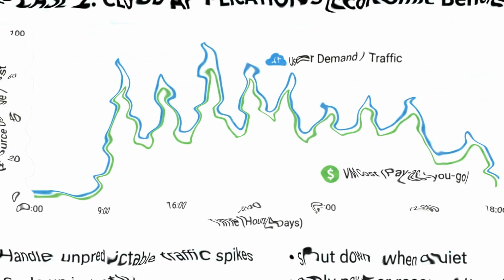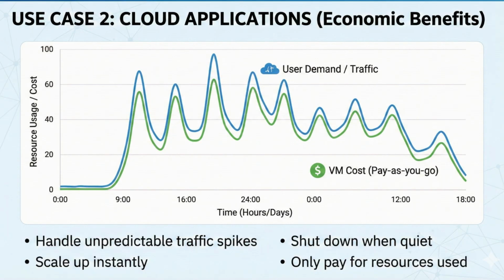You could also use them for running applications in the cloud. If your app has fluctuating demand, like a retail site on Black Friday, VMs are perfect. You can ramp up capacity instantly to meet the surge and shut them down afterwards. This economic model means you only pay for the resources you actually use.